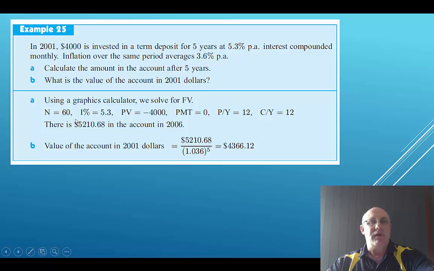Well, that's a straightforward thing to do on our calculator. It's $5,210. And then to work out the value in 2001 dollars, we take that value divided by the inflation rate to the power of 5, because it's 5 years. So effectively, that $4,000 has, in 5 years' time, really earned $366.12.